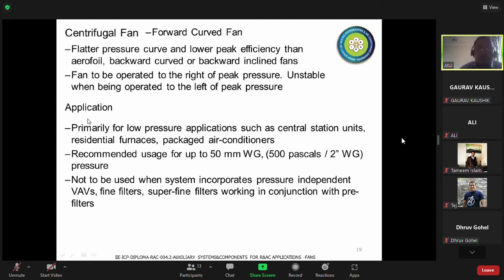It is also very important to note it is not to be used whenever a system has high pressure drop components. High pressure drop components are typically variable air volume (VAV) units, or fine filters or superfine filters. Filters cause pressure losses, particularly fine filters, superfine filters, and HEPA filters in clean room applications, so we will not be able to use forward curve fans there.